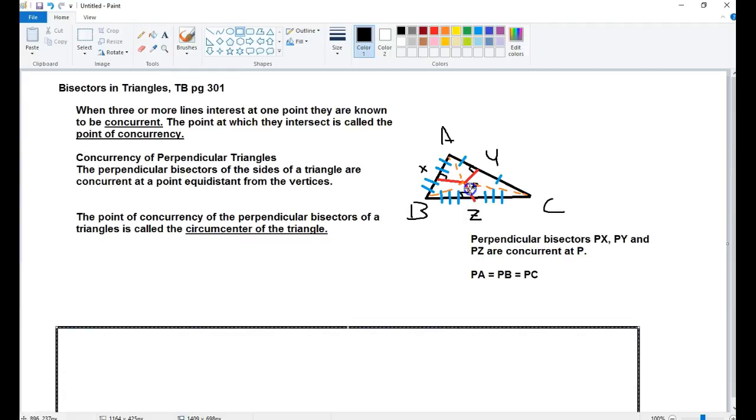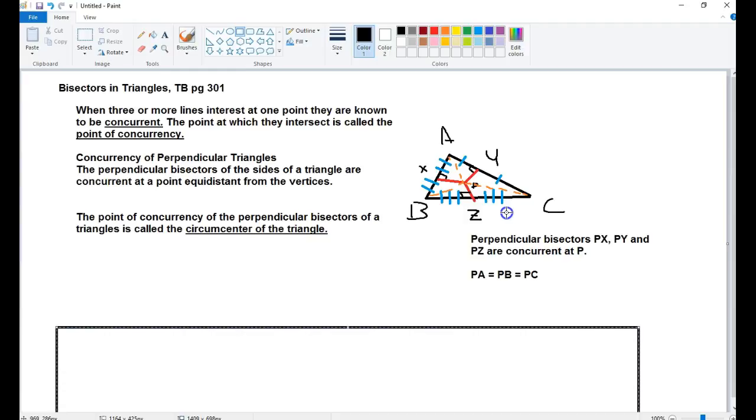Each one of these different concurrent lines are going to have a different vocab word for it. So perpendicular bisectors goes with circumcenter. Angle bisectors will go with something else. Medians will go with something else. So each one of these has a different vocab term. So it can get quite confusing. So just take time to memorize which ones are going with which one. Okay, so since we have the perpendicular bisectors PX, PY, and PZ, and they're all concurrent at P, then PA, PB, and PC are all going to be congruent, or equal to each other.